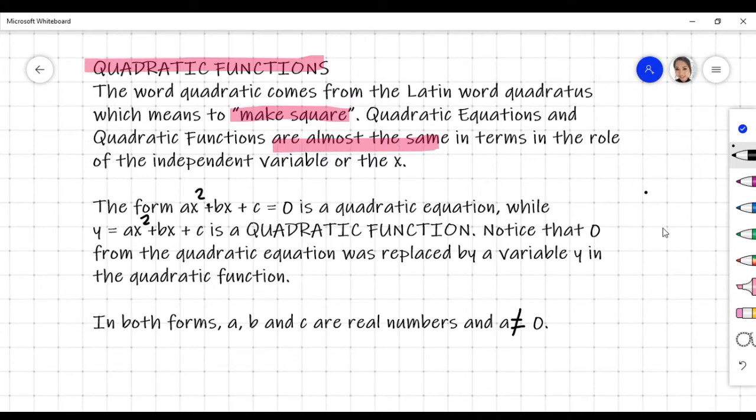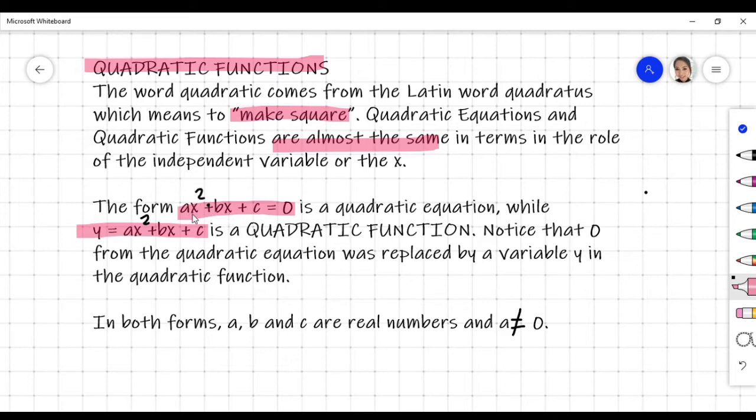Now let's define what are quadratic functions. The word quadratic comes from the Latin word quadratus, which means to make square. Quadratic equations and quadratic functions are almost the same in terms of the rule in their independent variable, the x. So remember, this is our quadratic equation: ax squared plus bx plus c equals 0. While the quadratic function is y equals ax squared plus bx plus c.